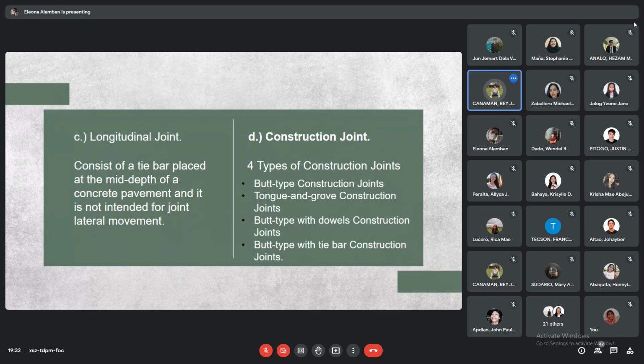Okay. So the longitudinal joint consists of a tie bar placed at the depth of a concrete pavement, and it is not intended for lateral joint movement. And lastly, the construction joint. There are four types of construction joints, which are the butt type construction joint, the tongue and groove construction joint, the butt type with dowel construction joint, and lastly, the butt type with tie bar construction joint. As for the longitudinal and construction joint, I will further discuss them in the next slides. So next slide please.